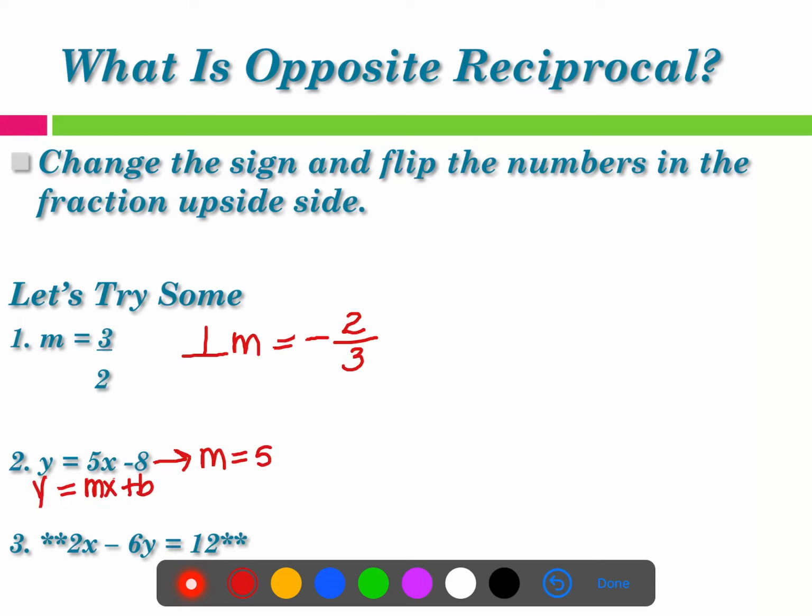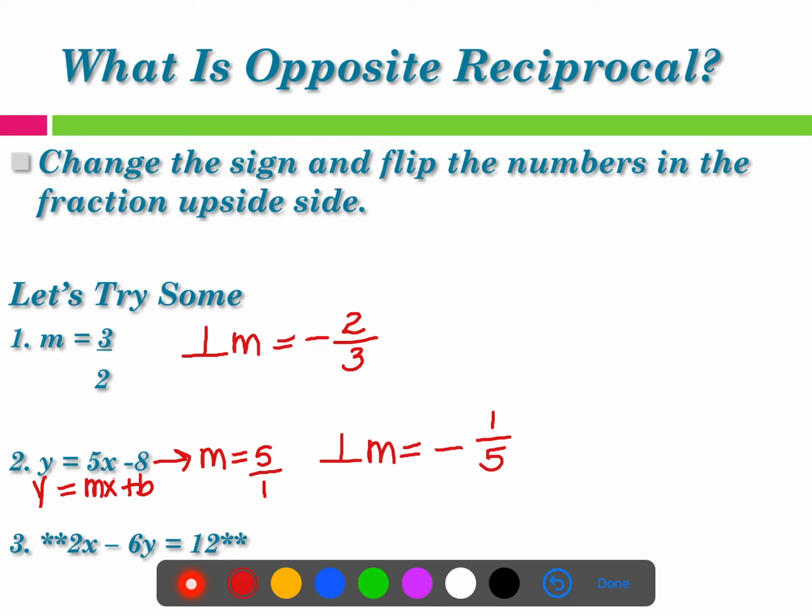In example 2, the original slope here is 5 because this is already in y equals mx plus b. To make my perpendicular slope, we're going to flip the sign, do the opposite, so it should be a negative. Now, in order to make this a reciprocal, I can put my original over 1. So my perpendicular slope should be -1/5.